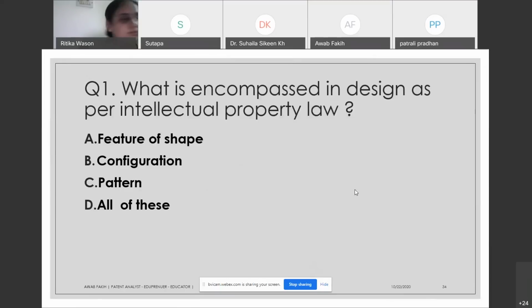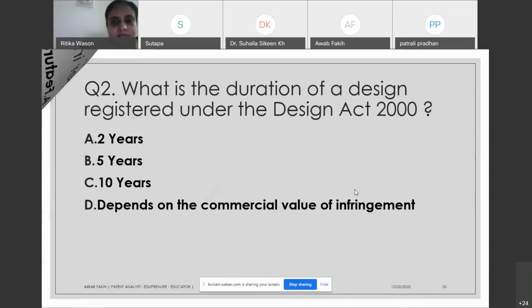So what is encompassed in the design as per intellectual property law? A, feature of the shape. B, configuration. C, patterns. D, all of this. Let's go for it. Dr. Bhubaneshwari, Jyoti, we have Shalini, we have Shilpa, we have Bishwajit. We have an amazing family with us. Thank you, Shalini, Namrata, Manzoor, Vivek, Dr. Yashna, Dr. Suhaila, Lalit, Bishwajit.